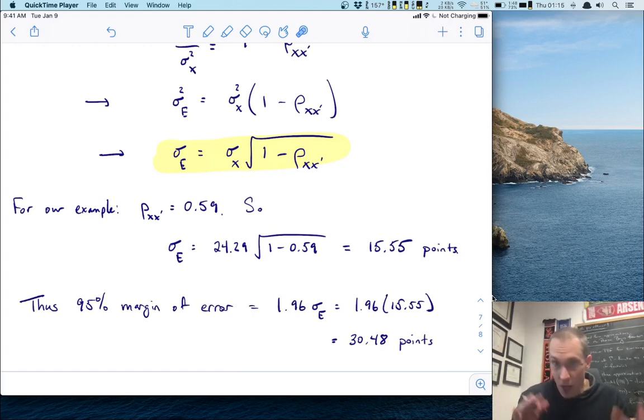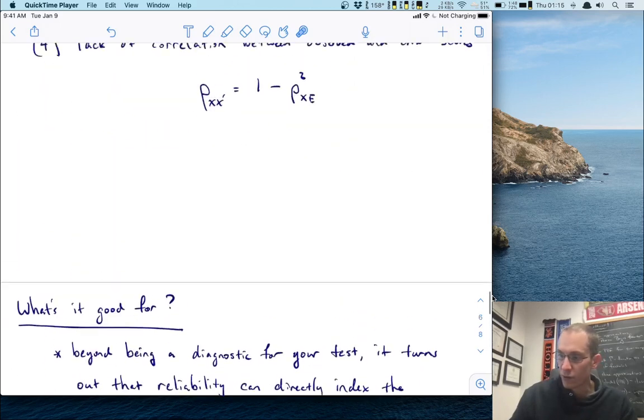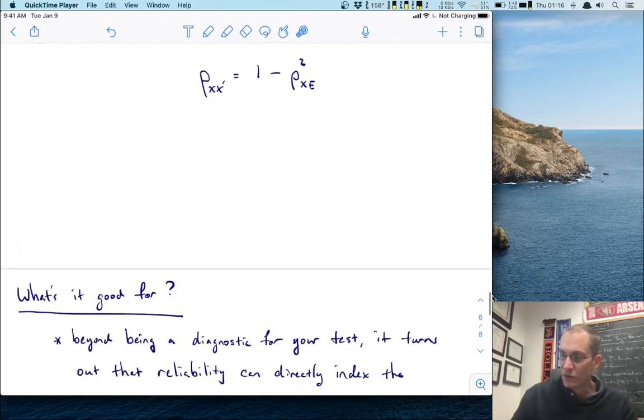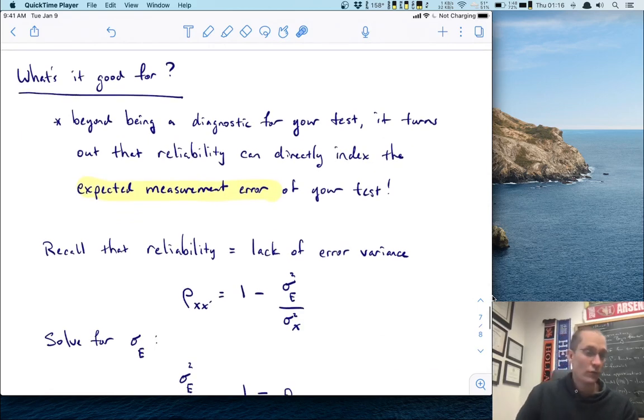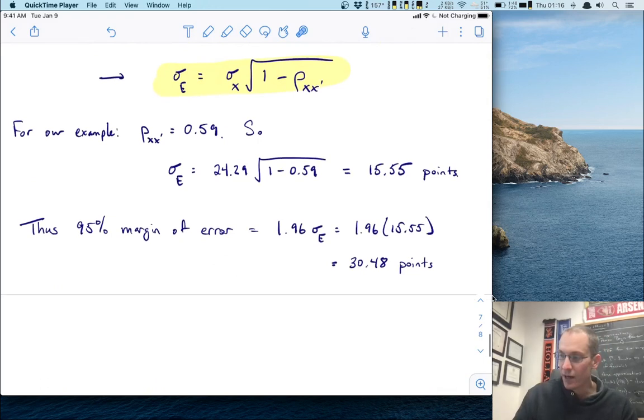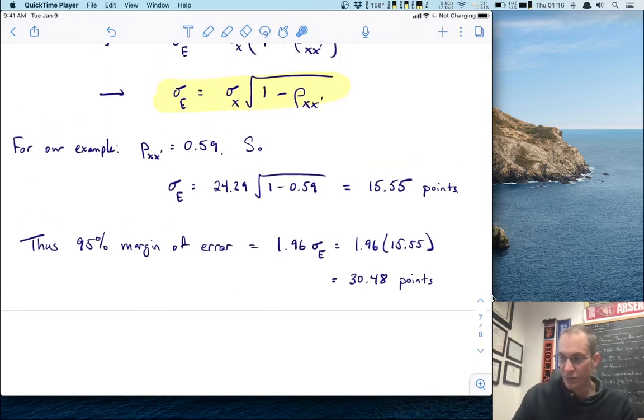Okay, so that's the end of this lecture. The big ideas here are what reliability is, and we had four different ways to look at what the reliability coefficient meant. So definitely go back and look at those. Those were these guys right here. And we did figure out that there was one immediately useful consequence of reliability, and that is it can help you figure out what your expected error is, which relates to the notion of confidence intervals.